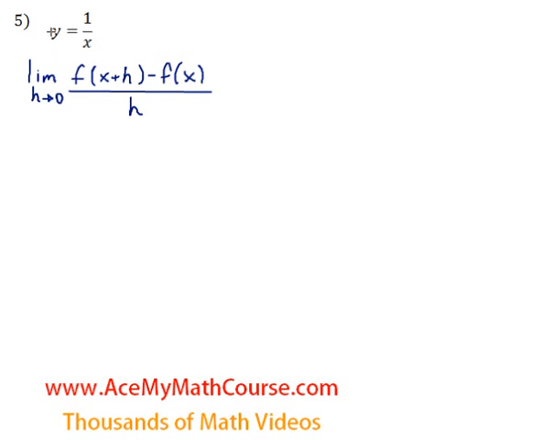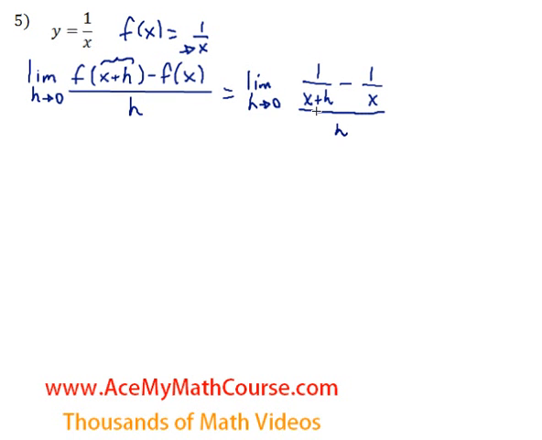Now find the derivative of y equals 1 over x using the definition of the derivative. Okay, so of course y is just f of x. So f of x is just 1 over x. And we need f of x plus h, which means that we're just going to take the x plus h and plug it in for x. So f of x plus h is just 1 over x plus h. And we're going to be subtracting f of x, which is just, of course, 1 over x, all over h.